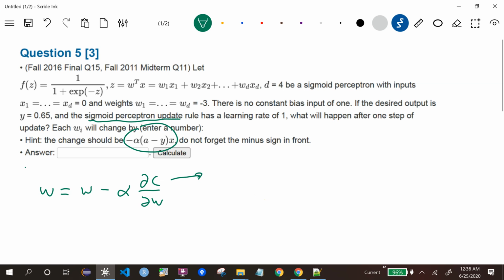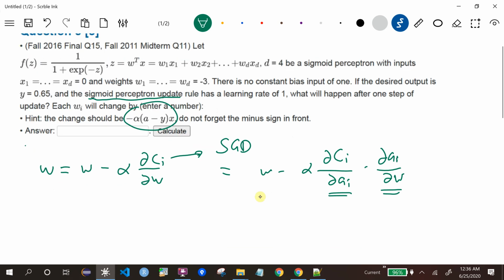And here we're usually only given one instance. So suppose the instance is I, then what we're doing here is essentially doing stochastic gradient descent. We're updating the weights according to just one of the instances, not the whole data set. So there are usually two main components: dC/dA, that's the cost function part, and then dA/dW, and that's the activation part. So these are the derivatives that you need to compute. And if we combine them, we get a simple expression here.